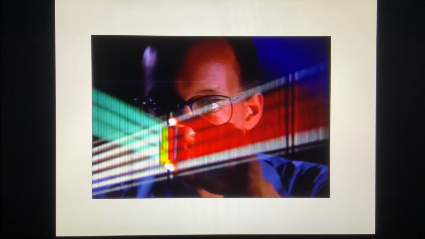This plate has a slightly thicker coating. It reflects violet light and transmits green light. This plate has a still thicker coating. It reflects green light and transmits red light.